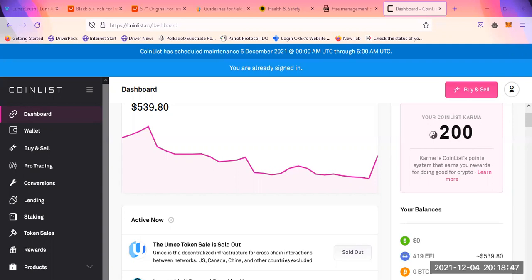Then if you lend on the site also, this is about lenders. If you lend on the site, you can get 250 karma, or if you borrow on the site. And you also have stakers, traders, validators, and different other methods for you to get this karma. Then let's go back to the main sale now. Let me go back to the dashboard.